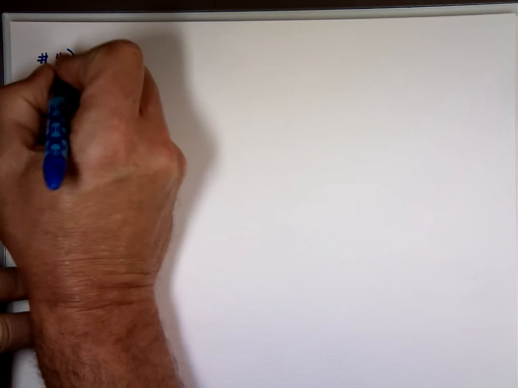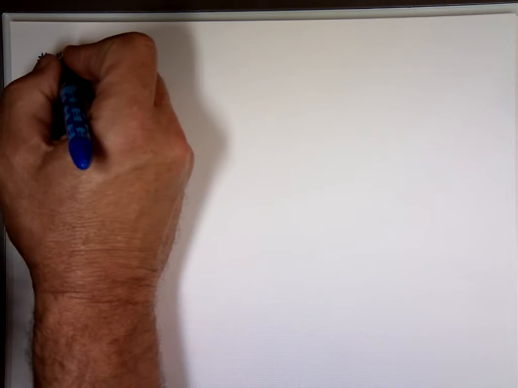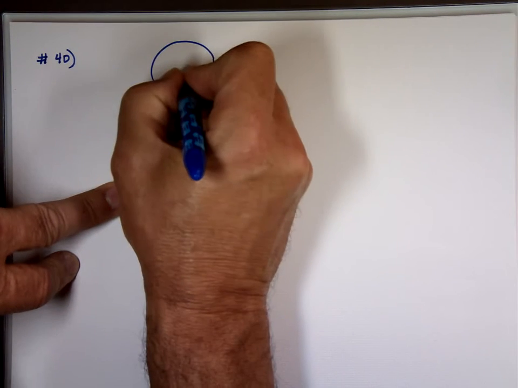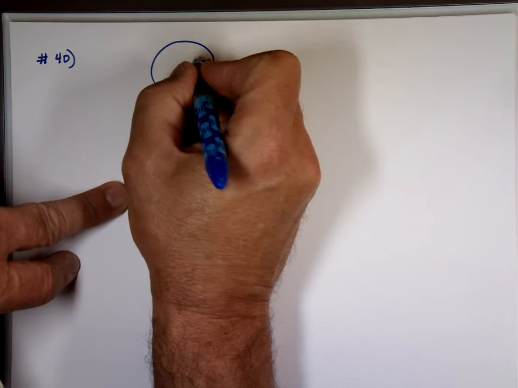Next question is number 40. Human eardrum. The human eardrum has a radius. So assume the human eardrum is round, like this, and the radius of that is 4.3 millimeters.